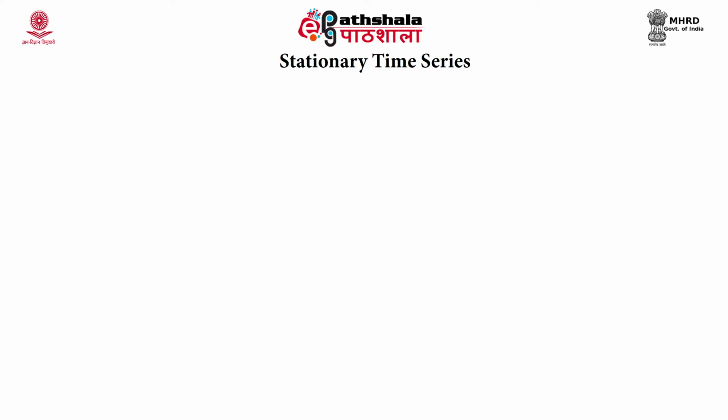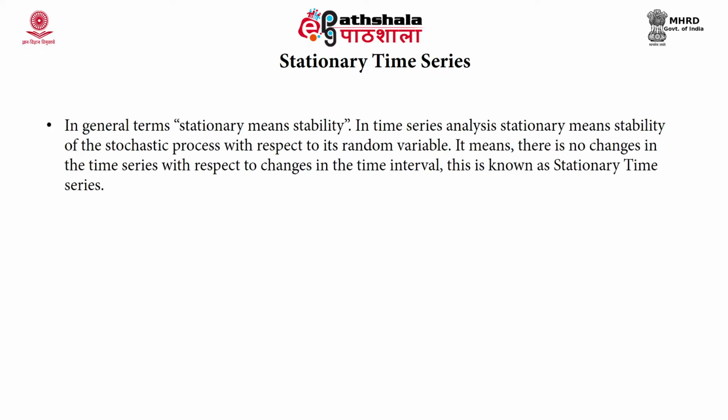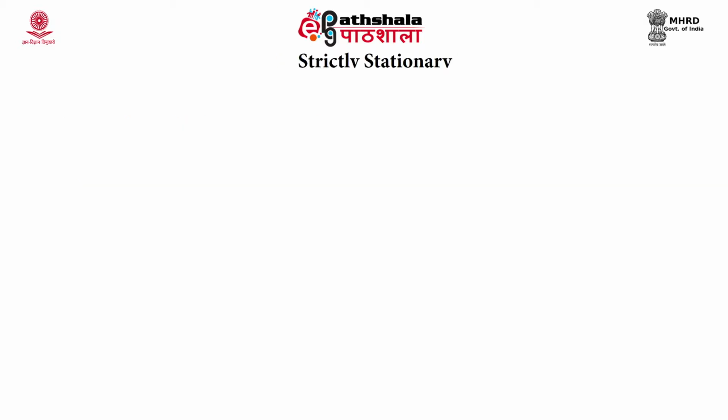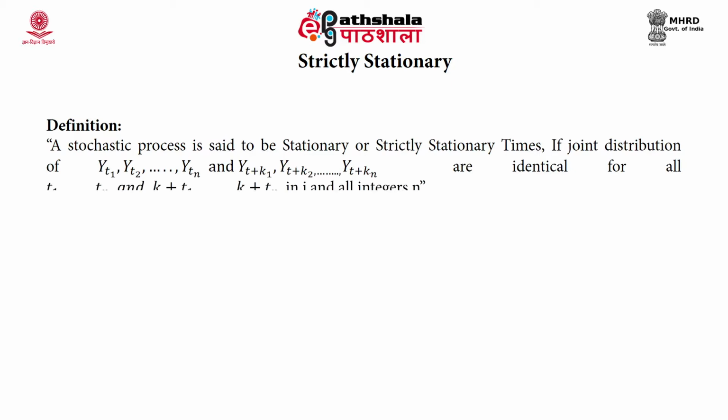So, in general terms, stationary means stability. In time series analysis, stationary means stability of the stochastic process with respect to its random variable. It means there is no change in the time series with respect to changes in the time interval. This is known as time series analysis. In literature, there are two types of stationary. These are strictly stationary and weakly stationary.